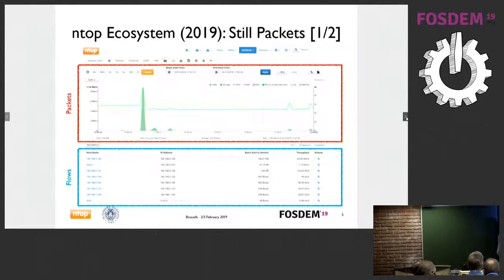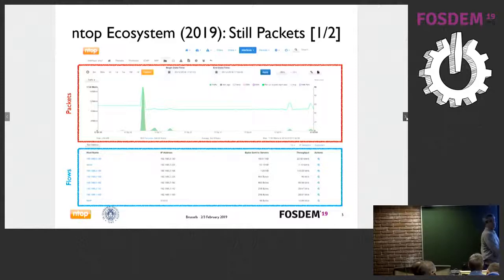If you're talking about 2019, and you go to GitHub and download ntopng, the successor of ntop, so the next generation, you will see a graph like this. You will see that there is a peak, that there is probably an anomaly here, but you will see that packets are still first citizens. This morning, until now, we talked about XDP, DPDK, and so on. Packets, packets, packets.